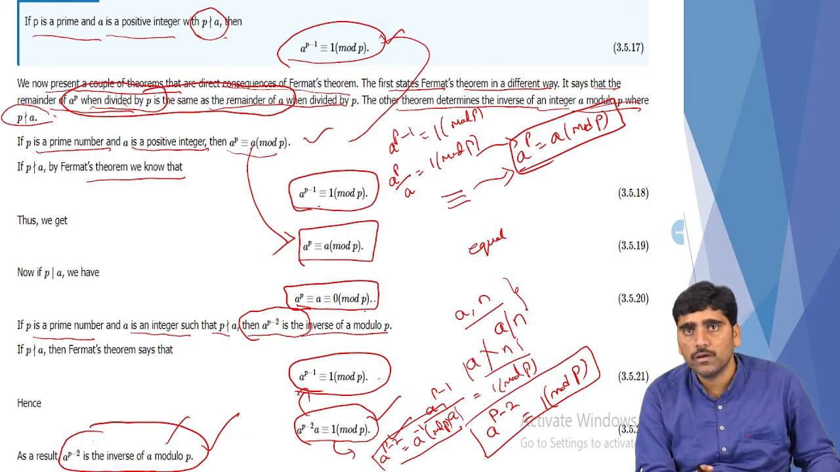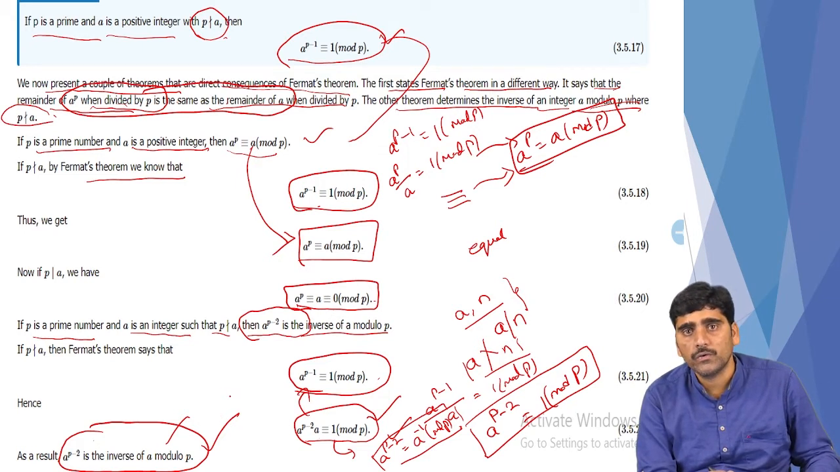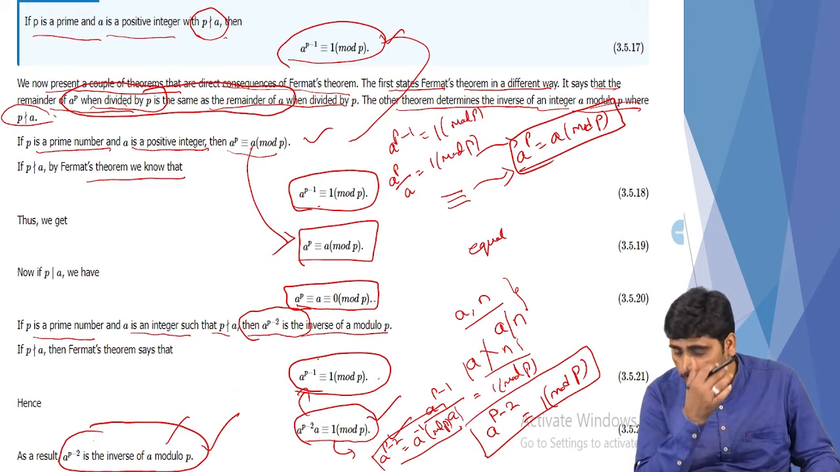One thing you have to remember: a is an integer value and p is a prime number. Either p divides a, or if it does not, then p does not divide a. So as per the basic principle, we are going to state and prove this theorem, that a^(p-2) is the inverse of a modulo p. This is the way you can describe and state this theorem.